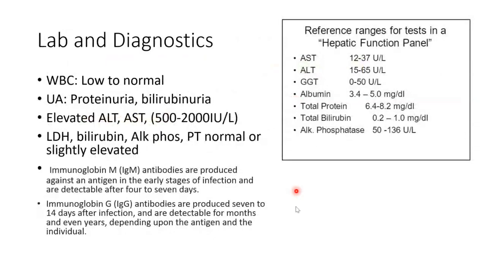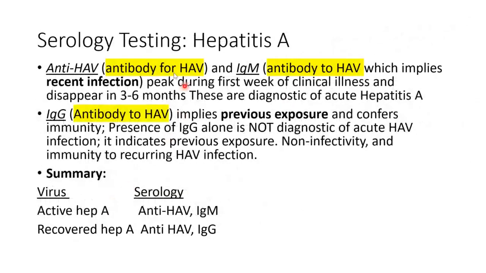Actually, IgM is detectable a little bit longer than that, but what you need to know is it's early on, and IgM is an excellent diagnostic test for hepatitis A. IgG, also an antibody to hepatitis A virus, implies previous exposure and confers immunity.